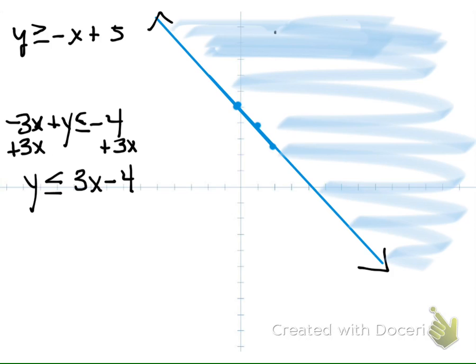So where do we start on that one? Negative 4. And go up 3 over 1. And you shade at the bottom because it's less than. Go to negative 4, go up 3 over 1, draw your line. Is it a solid or a broken line? Solid. And then it's less than, so you shade, where did you say? Below that line.